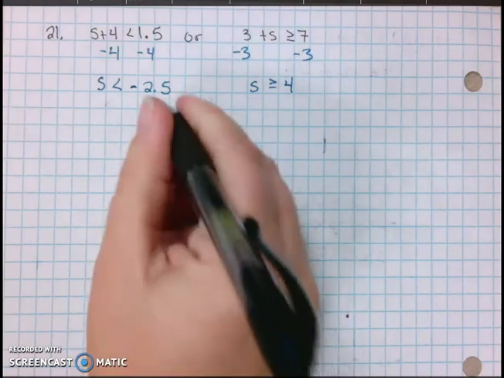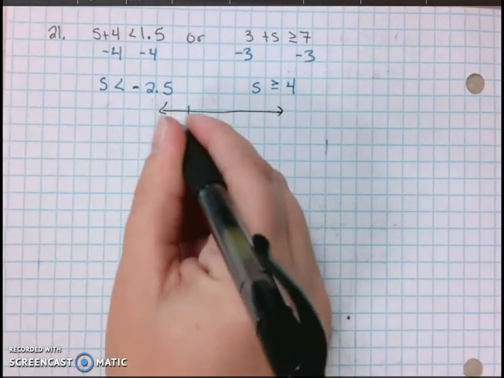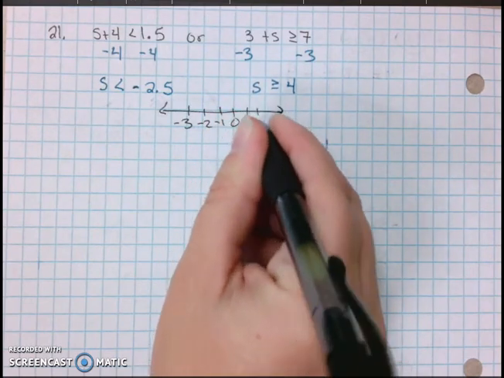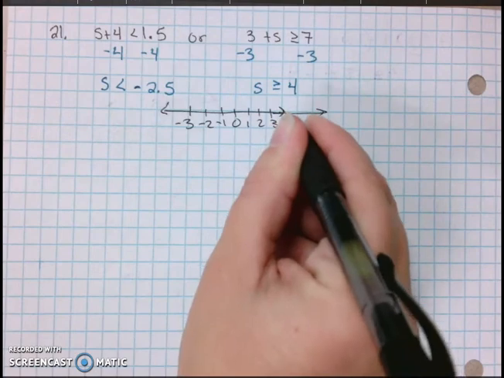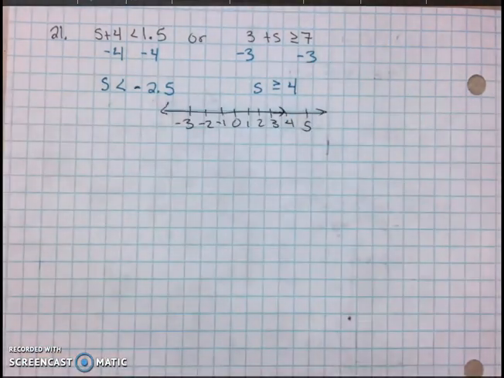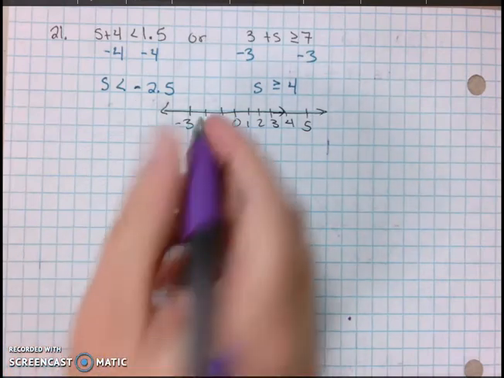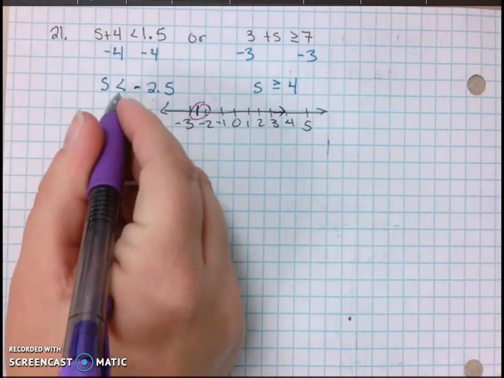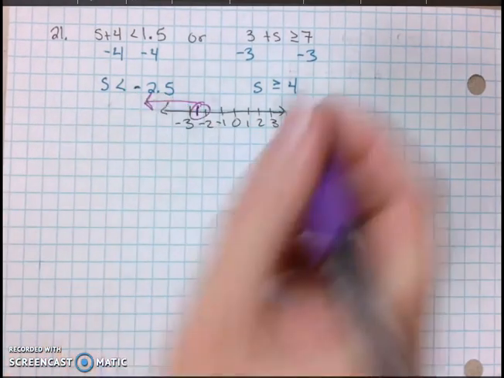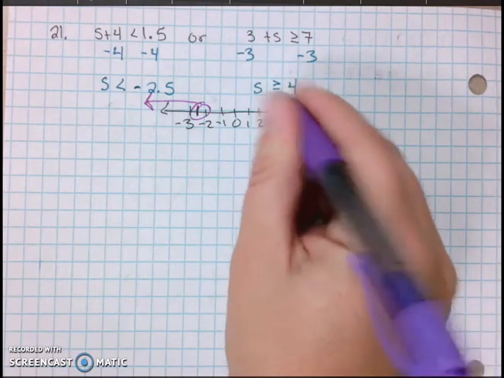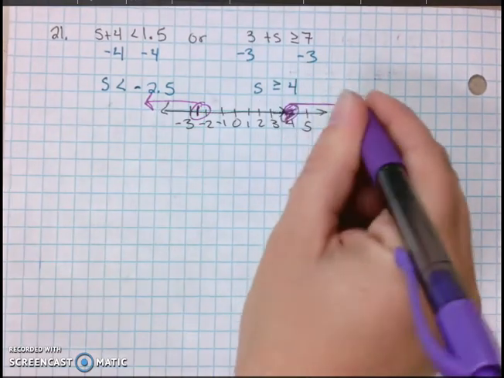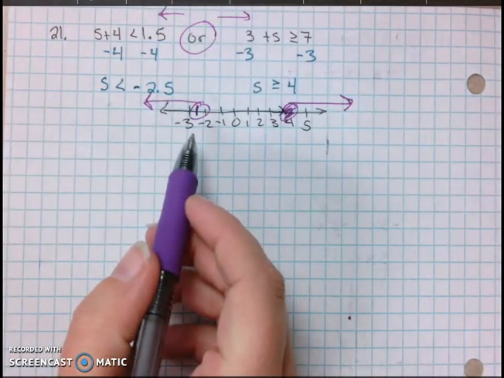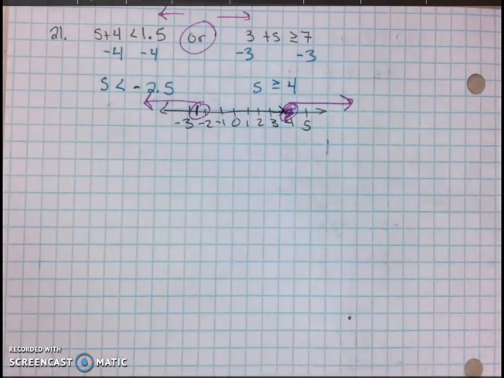And then we graph these on the same number line. So I'm going to go negative 3, negative 2, negative 1, 0, 1, 2, 3, 4, 5. Okay, made it a little longer. I should have counted by 2s. Oh well. So negative 2.5 is right in the middle of negative 2 and negative 3. Circle that. I don't fill it in. Less than goes to the left. Here's the 4. Circle that. I do fill it in. S is greater than that. Goes to the right. Remember, OR. The arrows will always point away from each other with ORs. And then be careful of whether you should fill it in or keep it open.